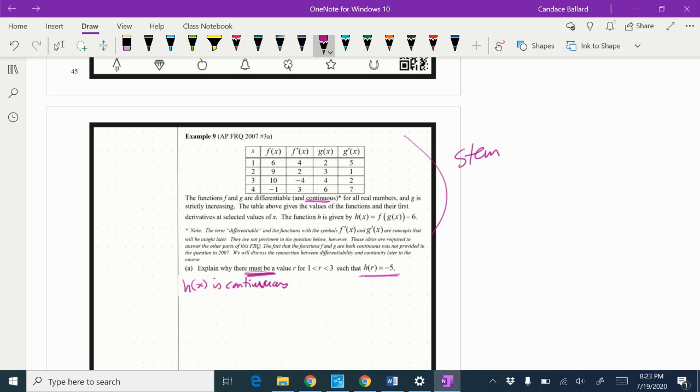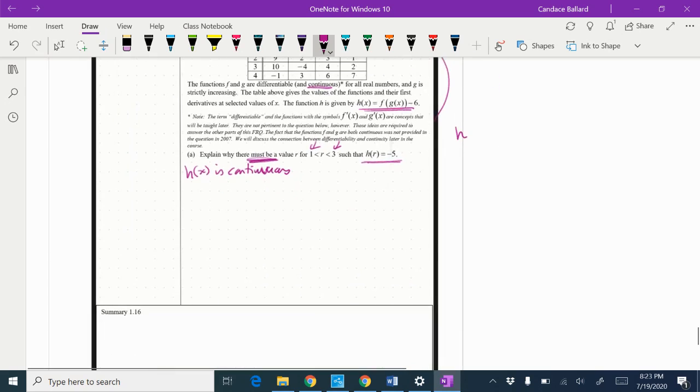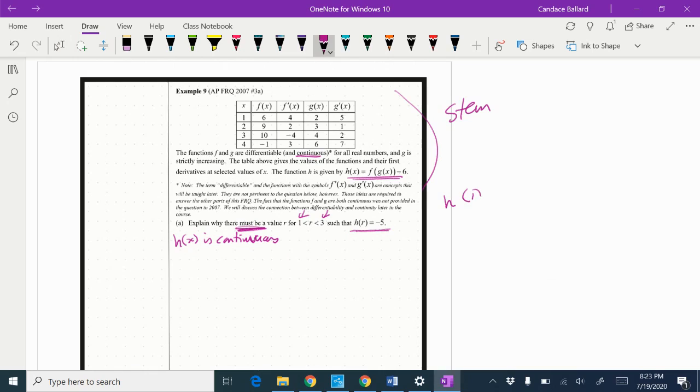Okay. And then we also need to do this calculation of what the values are at these r values, which are really going to be x values. So we do that calculation off to the side here. So h of 1 equals f of g of 1 minus 6. So this is where the table comes in. I need to find g of 1 on the table. So g of 1 is 2. Now I need to find f of 2. So f of 2 is 9, and 9 minus 6 is 3.